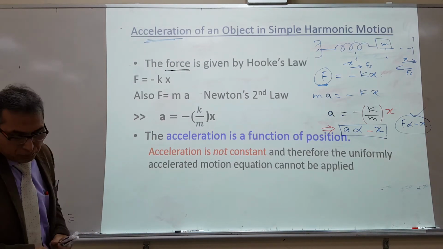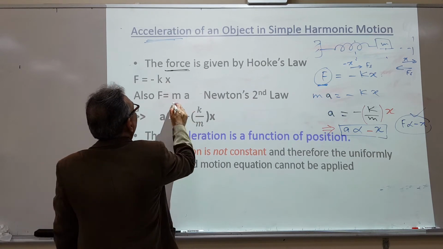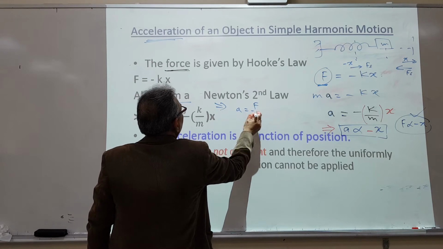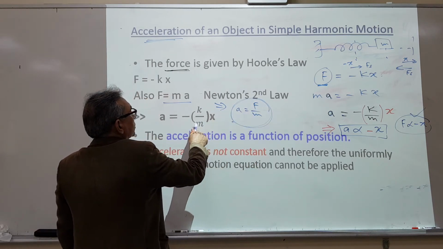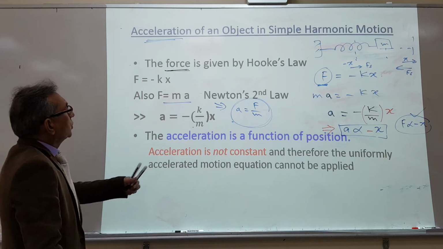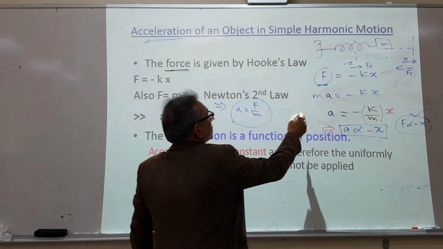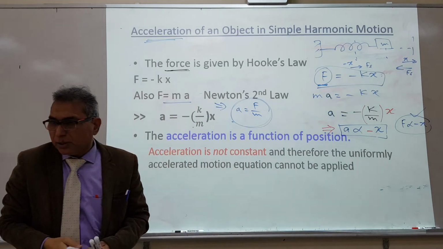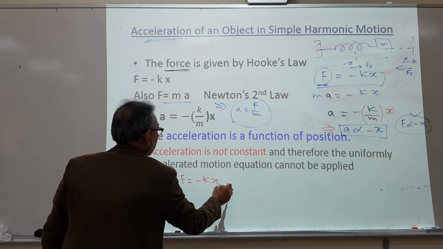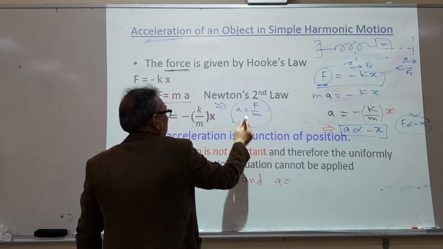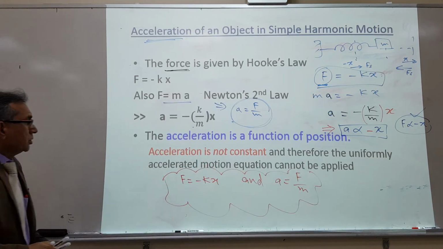Because this is the force, from here you can get A is equal to F over m. So this is one relationship. This one and this one, by the way, are the same, because the force is equal to minus kx. So you can find out acceleration by this rule or by this rule, and the force by this one. So these two are the keys for the coming examples. F is equal to minus kx and A is equal to force over mass. These two relationships you may need in coming examples.